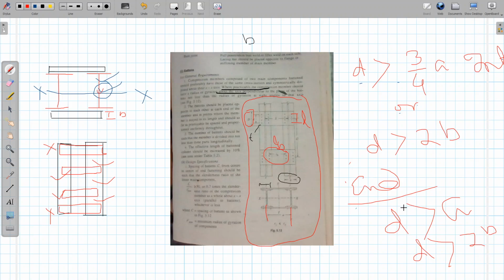Capital D will be equal to small d plus some edge distance, decided depending on the rivet diameter, something like 40 mm or 35 mm. So this side 35 mm and this side 35 mm, you get 70 mm, that will give you the overall D. Fine. So now D is known to us. Next part.